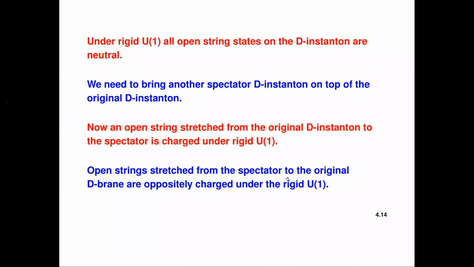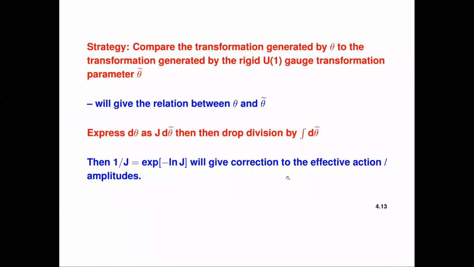Wait, but then what's the difference between theta and theta tilde? We'll see that theta and theta tilde will be related by a field redefinition. We'll see exactly how to get that relation. So both are gauge transformations, right? Theta is the open string gauge transformation, which we know from BV what it is. Theta tilde is a gauge transformation that is rigid U1. And we'll see how to distinguish between theta and theta tilde in a few minutes. Okay.